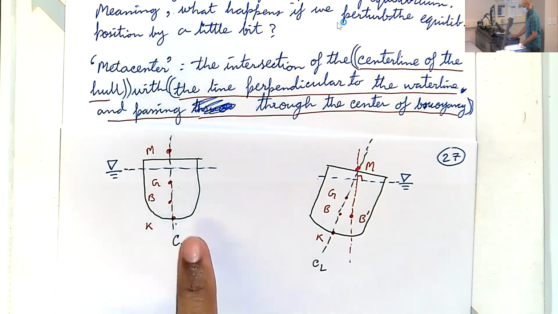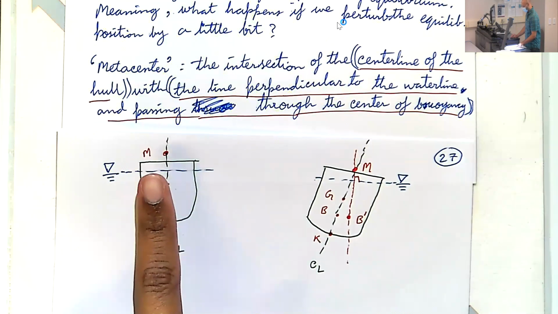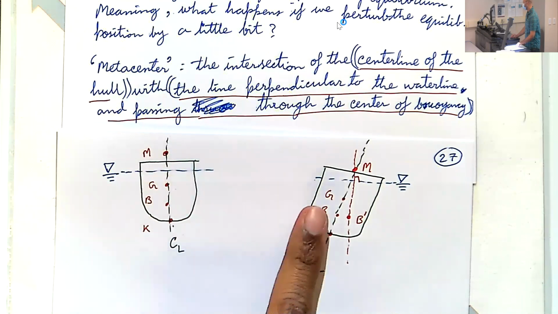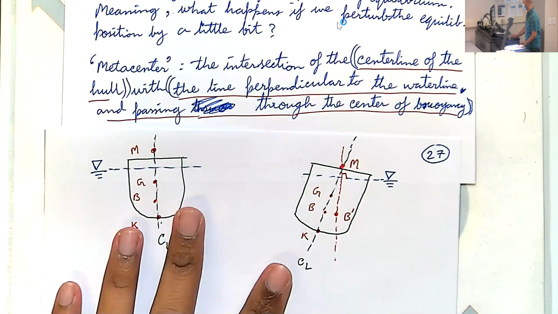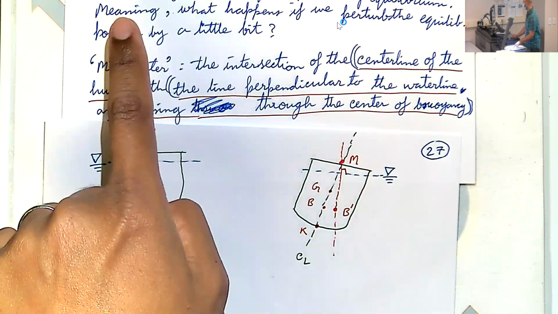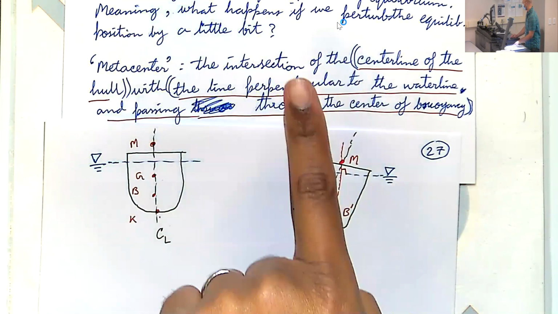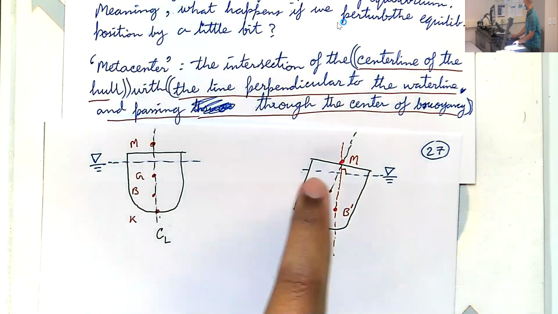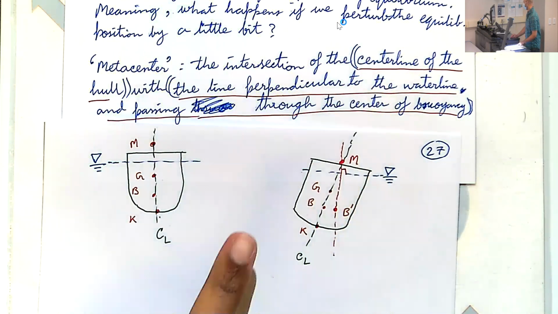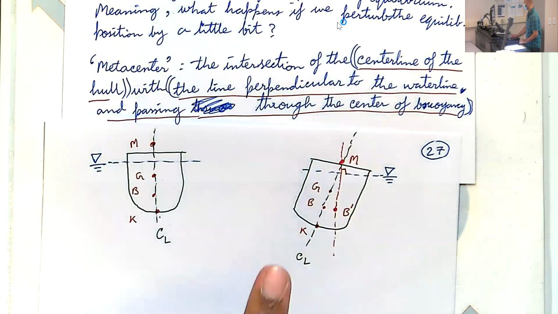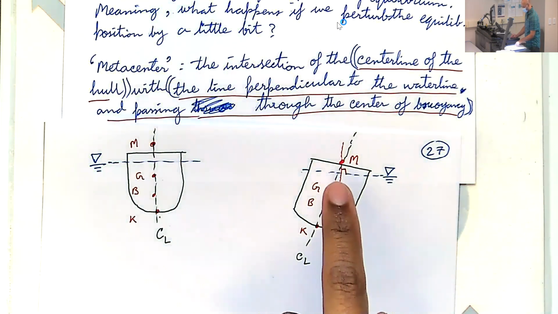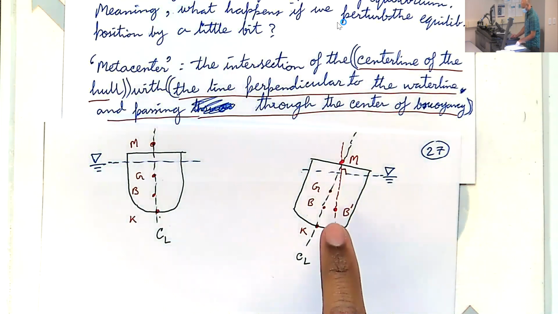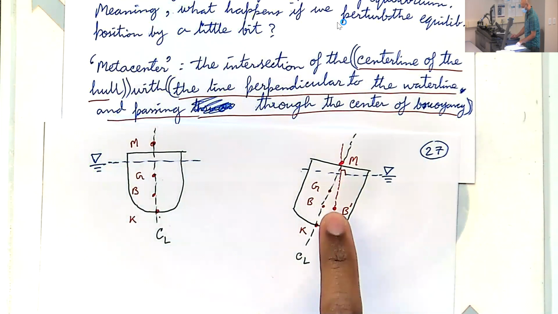And we said, all right, we have the upright hull, let's tilt it a little bit. And that's the sketch we drew here. By definition, the metacenter is the intersection of the line perpendicular to the water line and the center line. That's the black line, the center line. And it lies exactly above the center of buoyancy at all times.